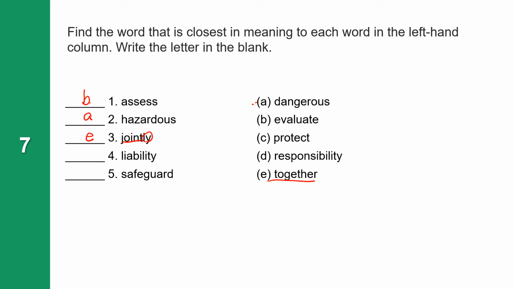And next one, liability. Liability is responsibility. So D is responsibility. Number five, safeguard. Safeguard is to protect for a long time. So it's going to be C, protect. Assess, evaluate. Hazardous, dangerous. Jointly, together. Liability, responsibility. And finally safeguard, and it's going to be protect.